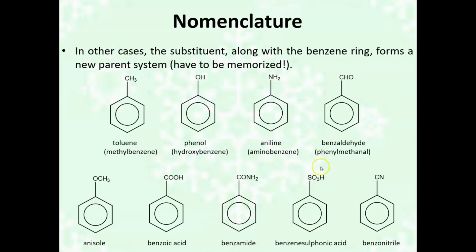Then with SO3H, it's called benzene sulfonic acid. And lastly, we have the CN, which we call the cyano or nitrile group, called benzonitrile.